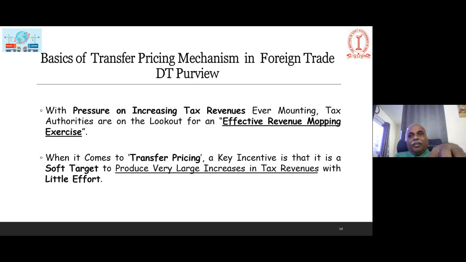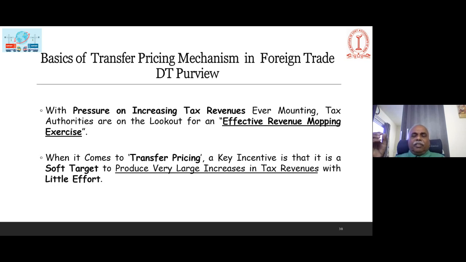So here, one opportunity is there for the country also to plug the leakages of income, the leakages of revenue of the country. Mounting tax authorities look at an effective revenue mapping exercise. They are doing the effective revenue mapping exercise.